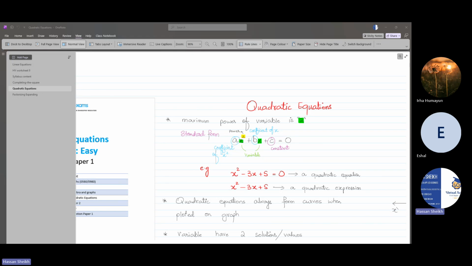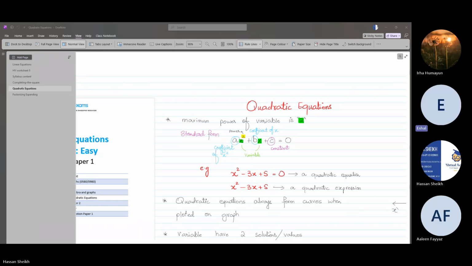Ishal, what are quadratic equations? How do we identify quadratic equations? In the question, they would probably give an equation from which we have to take out A, B, and C. Sometimes there's no B or C. How do we identify whether the given equation is either linear or quadratic?